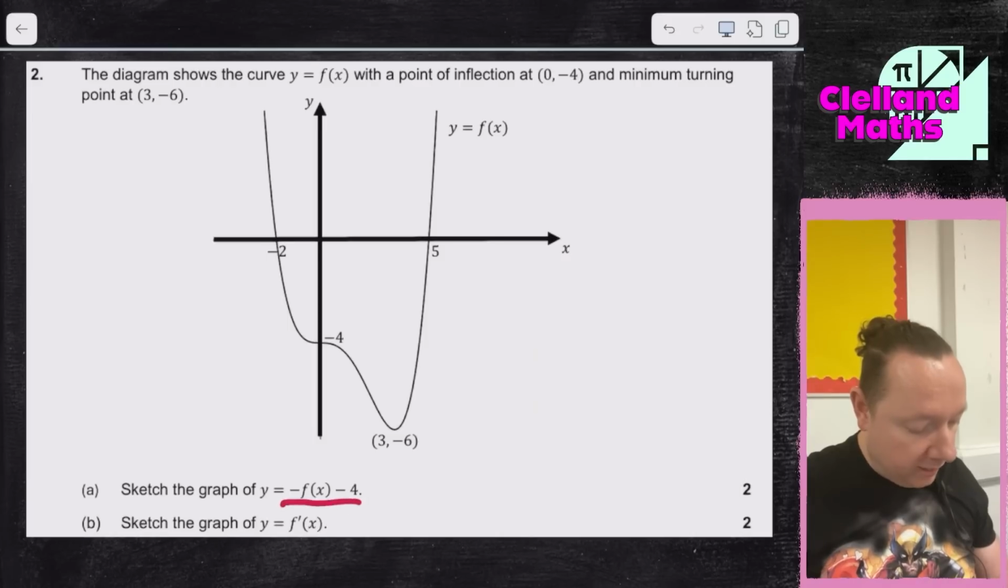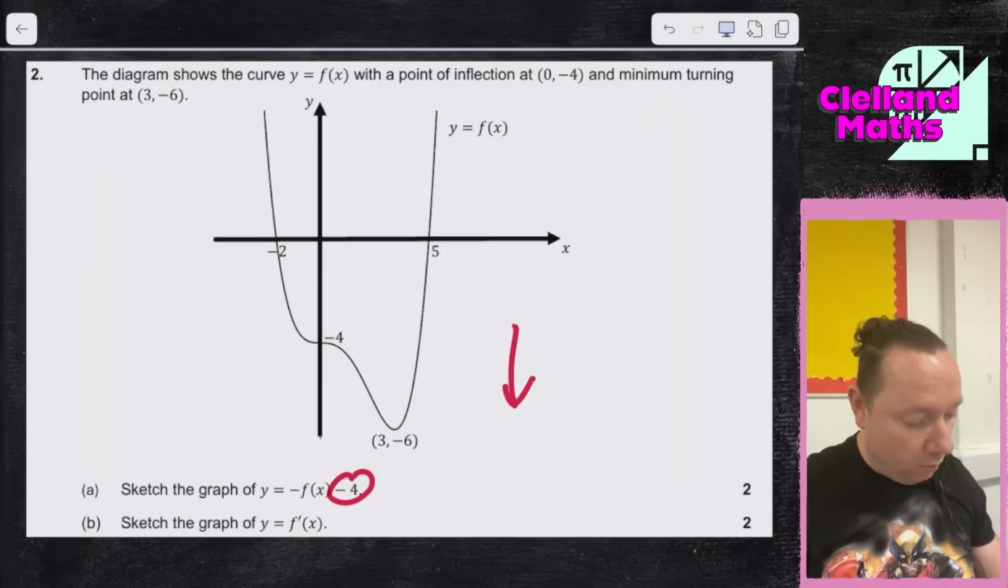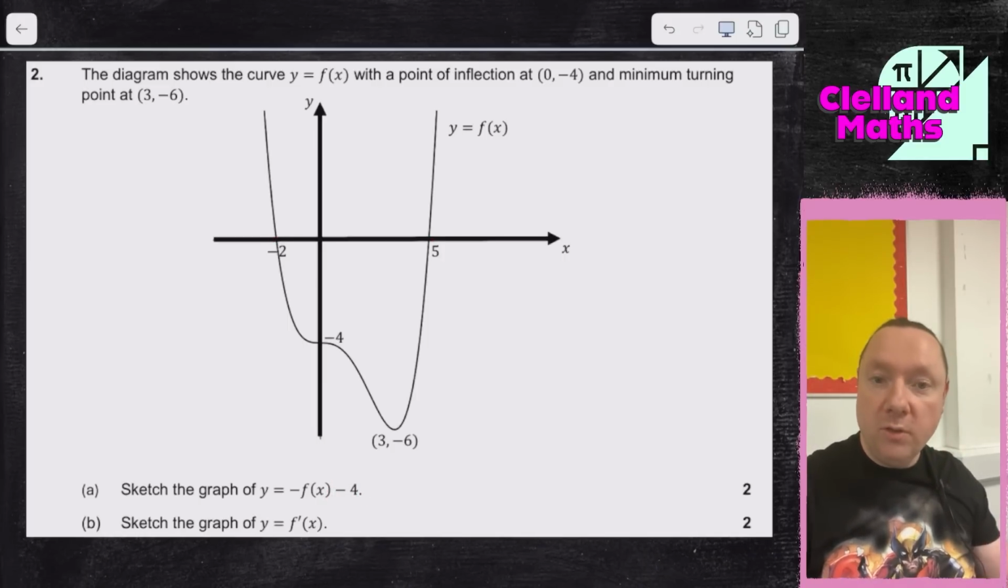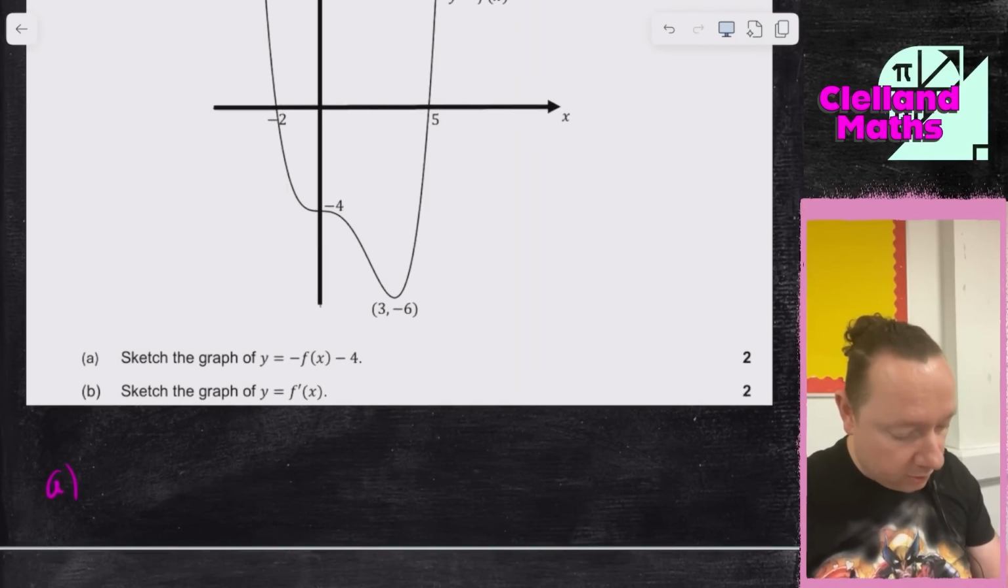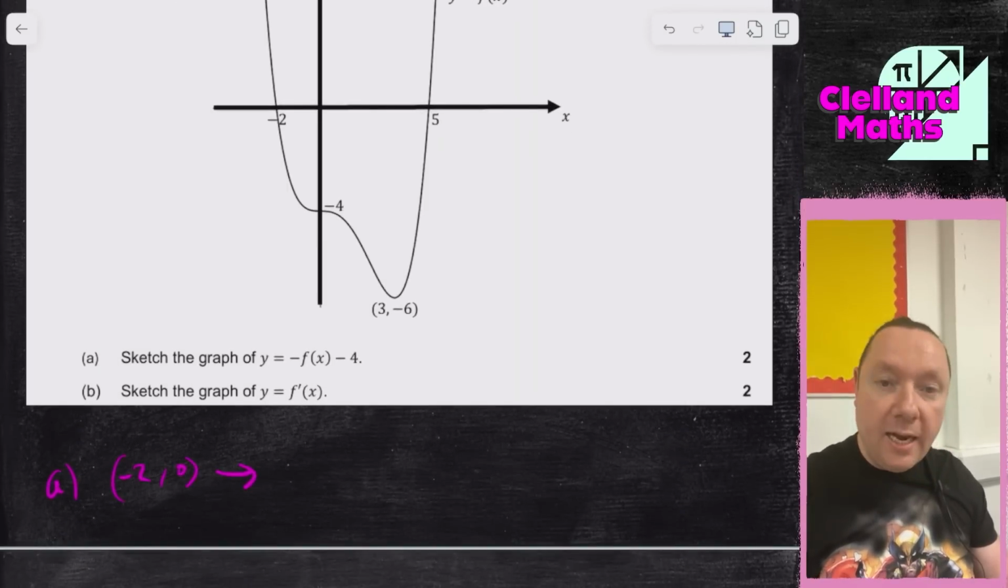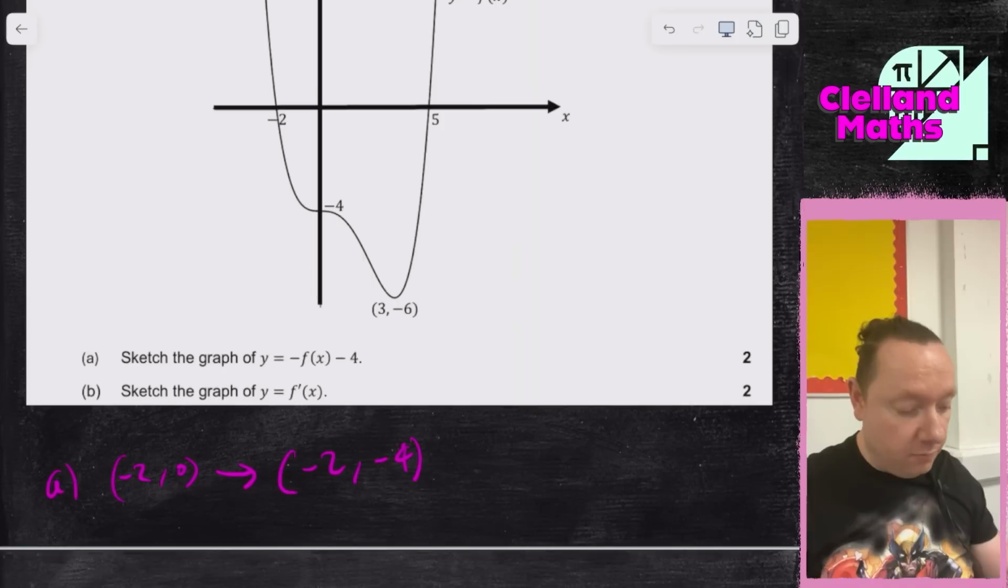Part A, minus of the function means I flip it upside down. And then take away 4 means I move everything down by 4. So if I just look at all the points that are on it and find out what points they become, I should be good to go. So for part A, the first point I'm going to look at is (minus 2, 0). Well, when I flip that upside down on the axis, it still stays at minus 2. But 0 becomes minus 4 because it goes down by 4.